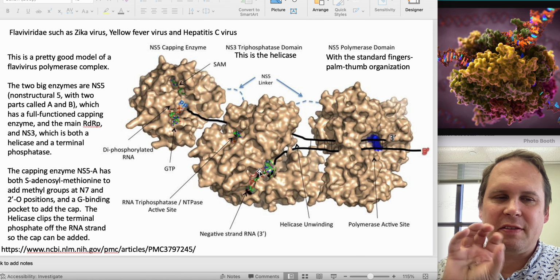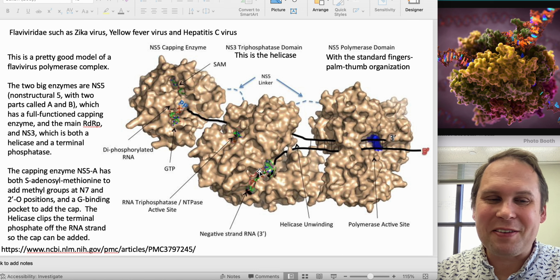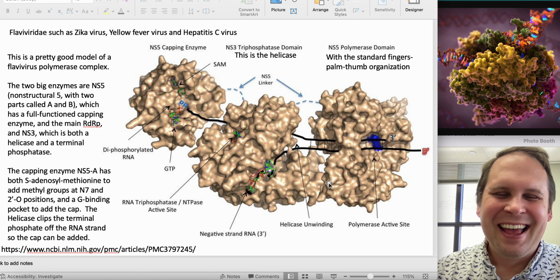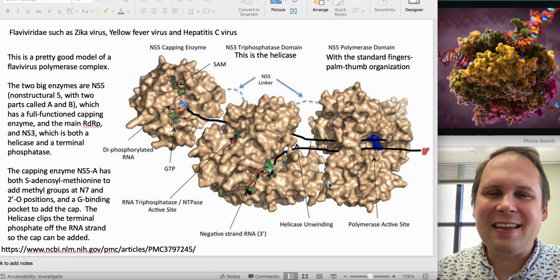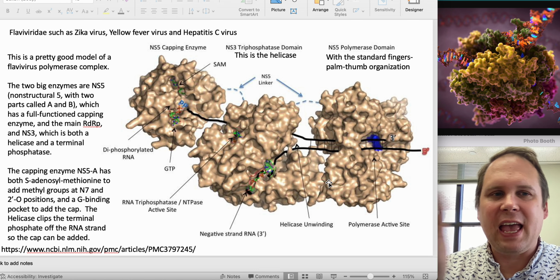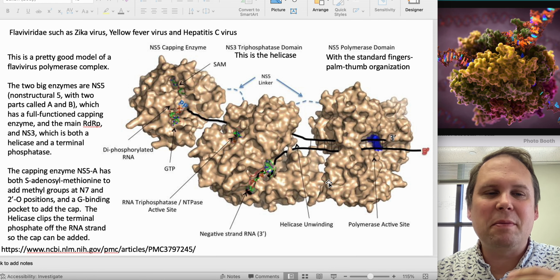And so that's the NS3. NS, by the way, stands for non-structural. Like in coronaviruses, we call it NSP, non-structural protein. In flaviviruses, they just call it NS. Whatever, deal with that. The polymerase is in NS5, and NS5 has two big parts: NS5A, which is a capping enzyme, and NS5B, which is a polymerase.